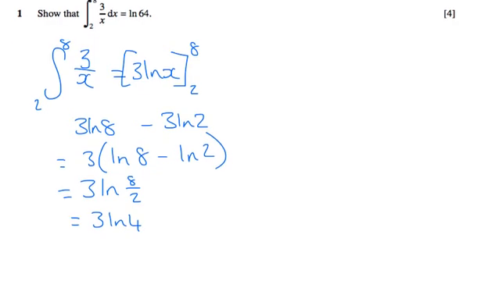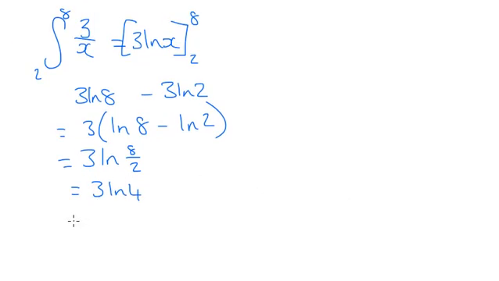And then we can also use our log rule for powers, which is to bring this number in front of ln up as a power here. So that is the same as ln of 4 cubed, and 4 cubed is 64.